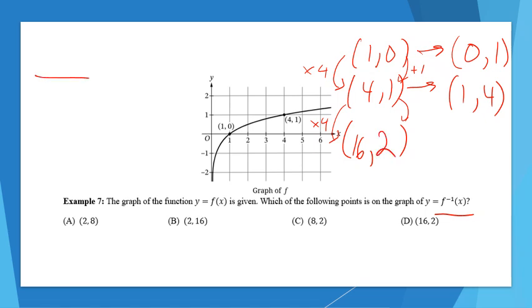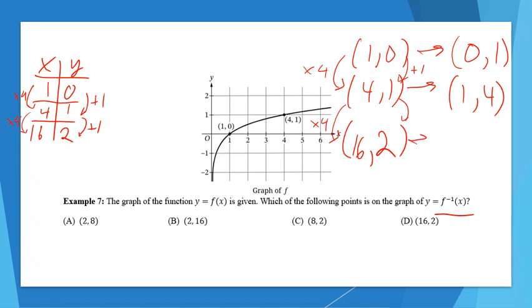So looking at that XY table, if you have (1, 4) and then (0, 1), this is times 4. So this should be times 4 to get 16. And then this is +1. So this should be +1 to get 2, because we know this is a logarithmic function. So (16, 2) should be a point. However, we want to find the point on the inverse, which would be that, but flipped. So B should be our correct answer here.